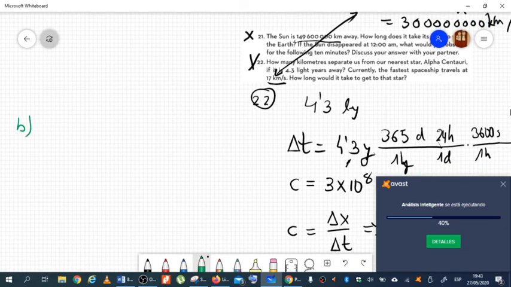Let's say that it is section B of the exercise. Currently, the fastest spaceship travels at this small velocity. How long would it take to get to that star? Actualmente, la nave espacial más rápida viaja a 17 kilómetros por segundo. ¿Cuánto tiempo?